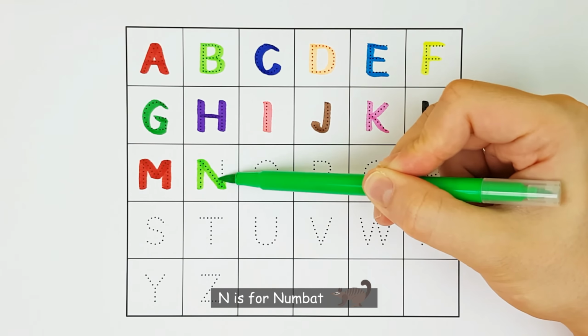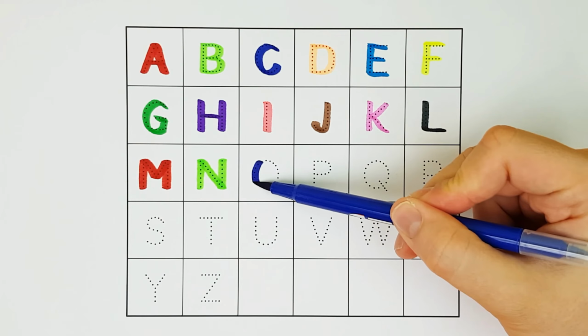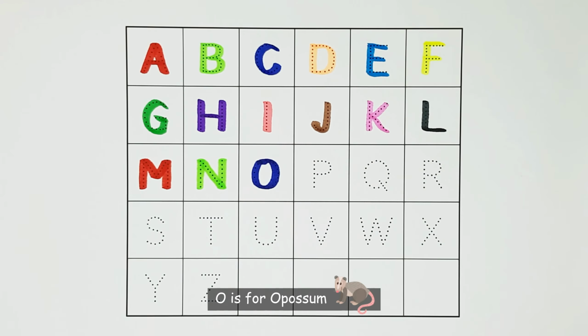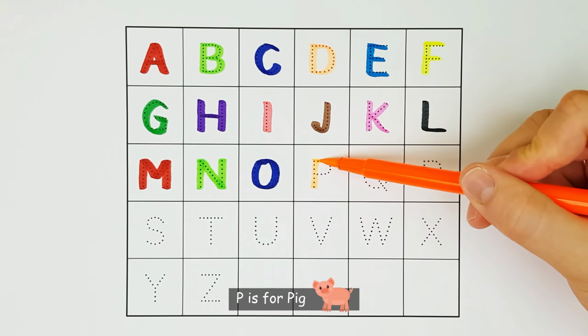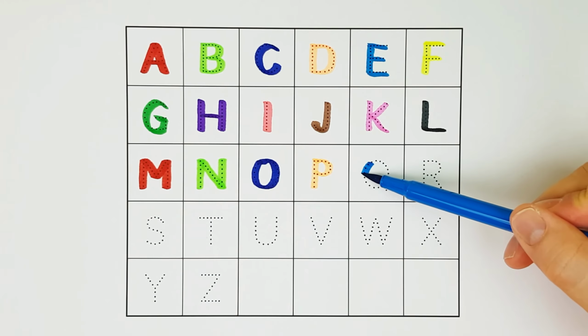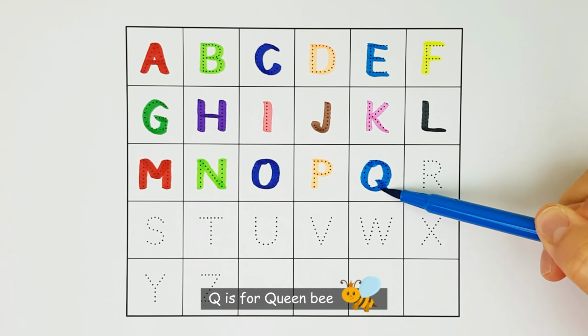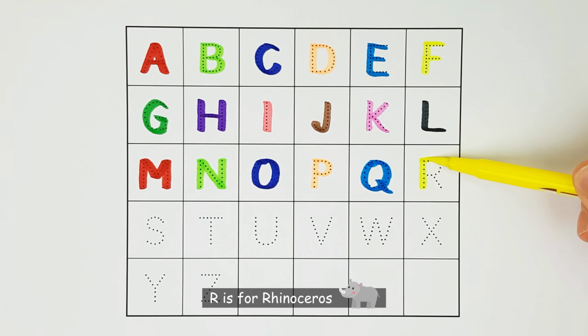N. N is for numbat. O. O is for opossum. P. P is for pig. Q. Q is for queen bee. R. R is for rhinoceros.